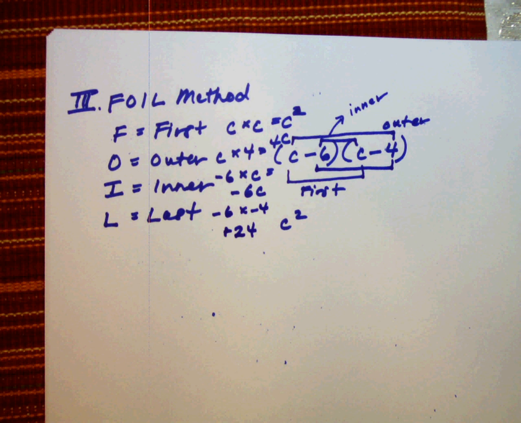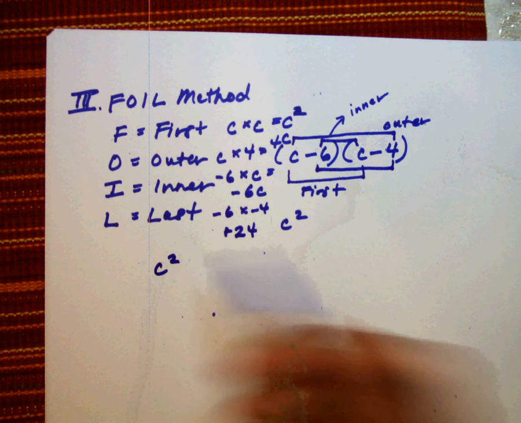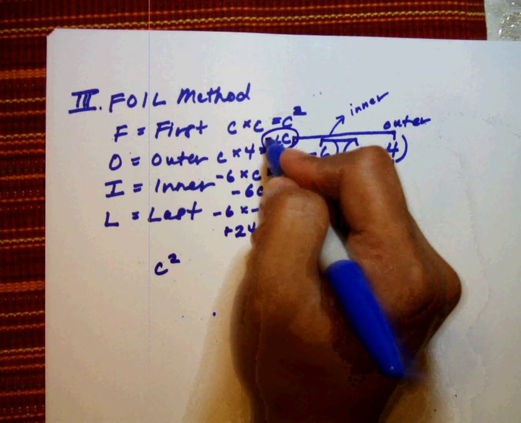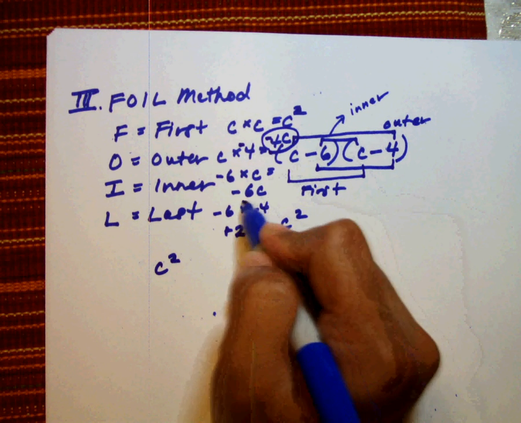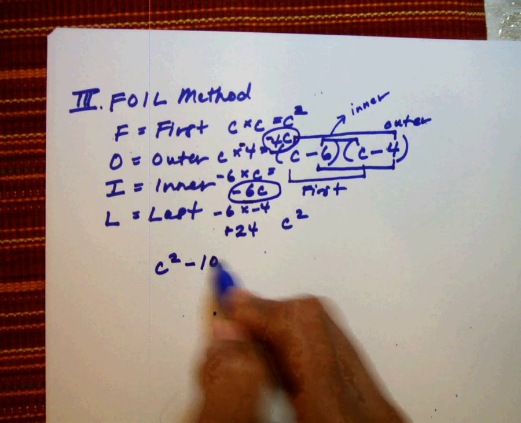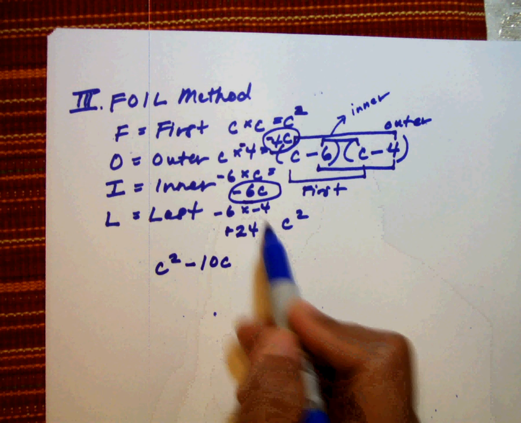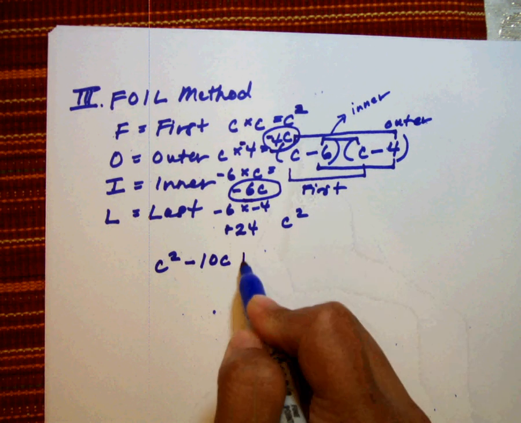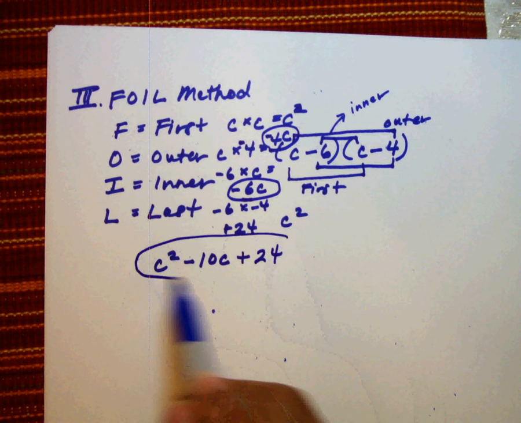So just like what you did with distributive property is about the same thing. Combine like terms. C squared, and this is supposed to be negative, sorry. Negative 4C plus a negative 6C is negative 10C. And then negative 6 times a negative 4 is 24. I don't have any numbers here, so it'll be plus 24. And voila, that is your answer.